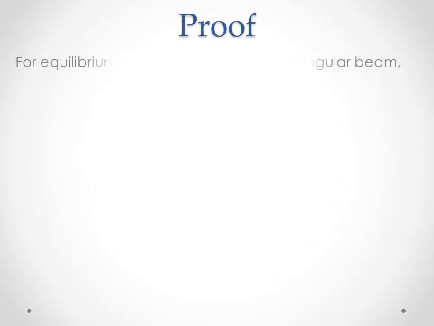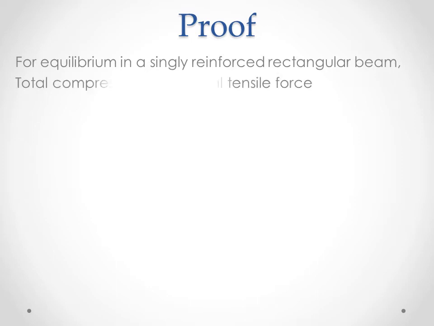So we're going to look into the proof in a singly reinforced beam at the neutral axis. That means at the neutral axis, the compressive force and the tensile force will be in equilibrium. For it to be in equilibrium, compressive force and tensile force values should be equal, right? So we start with the total compressive force of the beam being equal to the total tensile force of the beam.